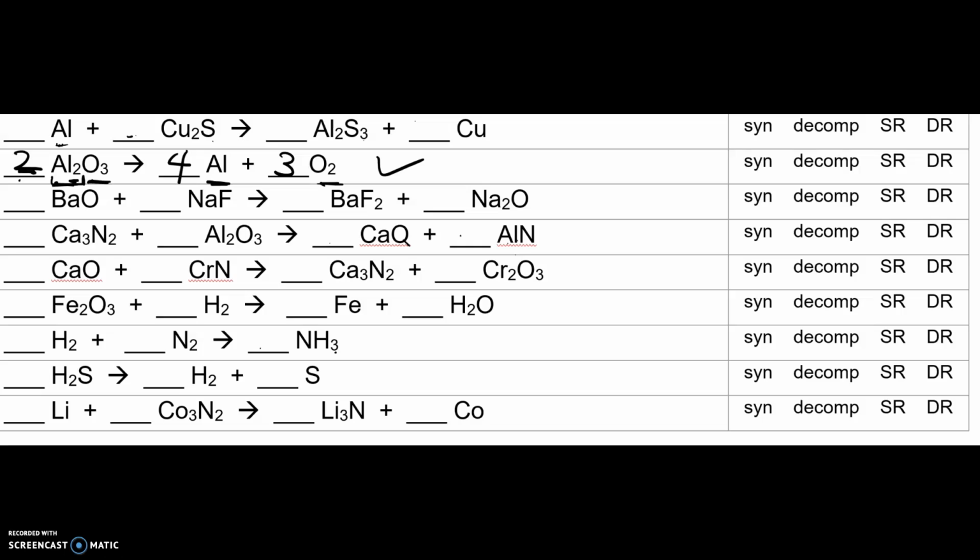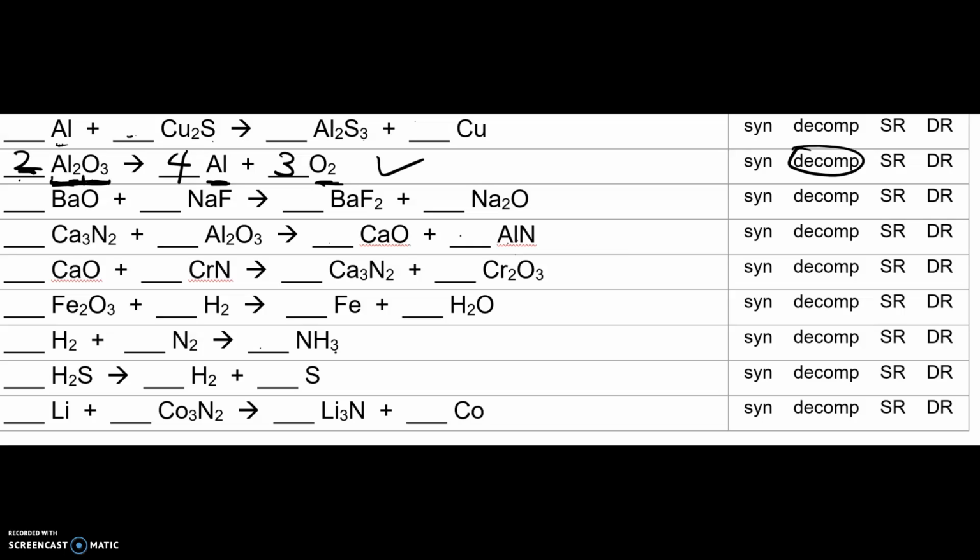This reaction is balanced, and notice what type of reaction it is. Notice on the left side, this was all one compound, aluminum oxide, and on the product side, they are separated into their individual elements, which is aluminum and oxygen. So this is a decomposition. They are breaking up, okay? Decomposition.